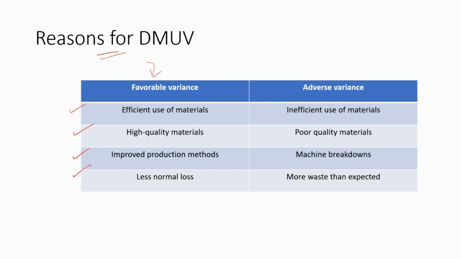And finally, less normal loss. Normal loss is a loss that the management accountants are expecting in the production. If the actual losses are less than the expected losses, the direct material usage variance will be a favorable one. We can consider the opposites of each of these points for adverse variances. So inefficient use of materials, poor quality materials, machine breakdowns, and more wastage than expected will lead to adverse variances under direct material usage variance. This means the actual material usage in the production is higher than the budgeted usage.